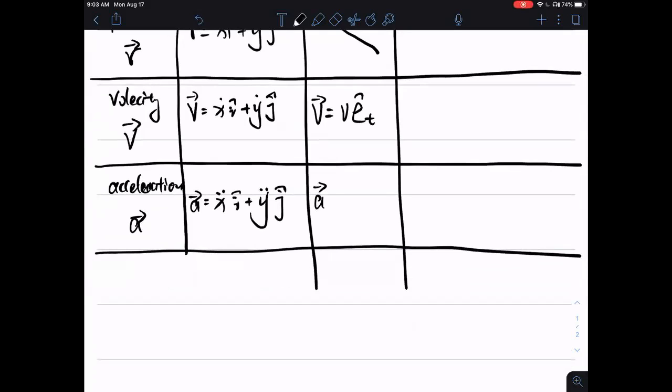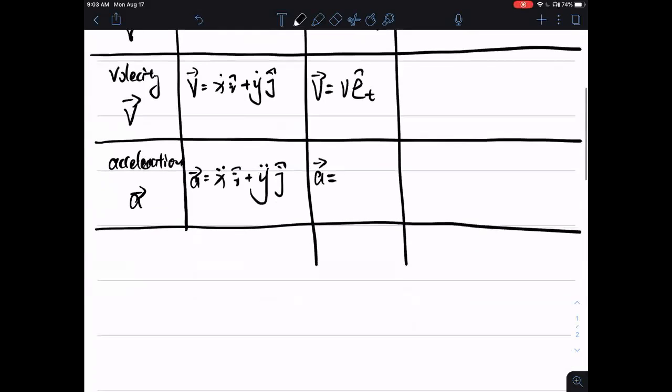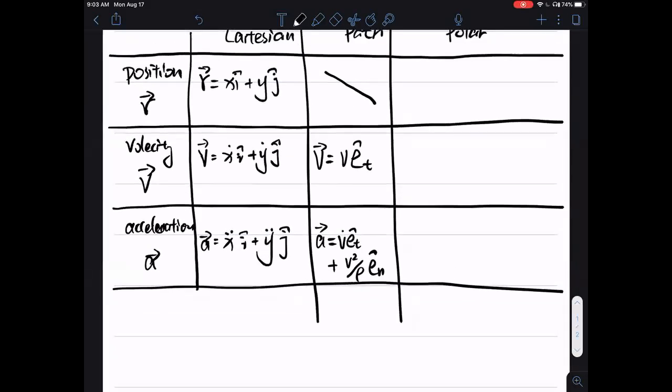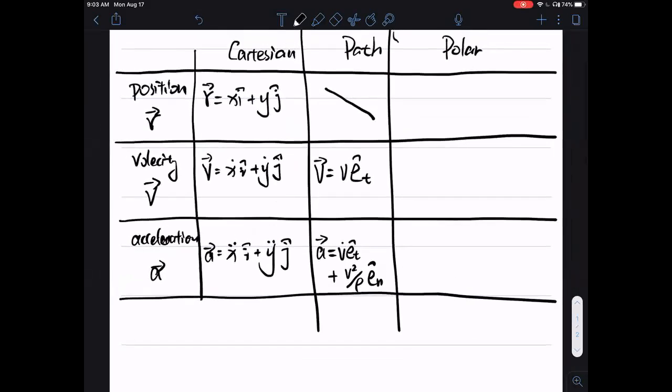Now we have acceleration for the path coordinate system. That is v dot et hat plus v squared over rho en hat. Okay. Those are the two equations under the path coordinate system.